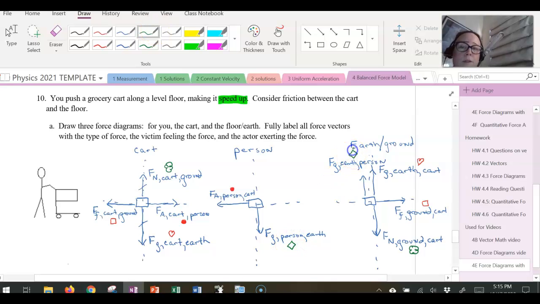So those two forces are third law pairs. There's a normal force that is supporting the person. It's being applied by the ground, and the person's weight is pressing into the ground. So there's a normal force on the ground by the person. And those are Newton's third law pairs.